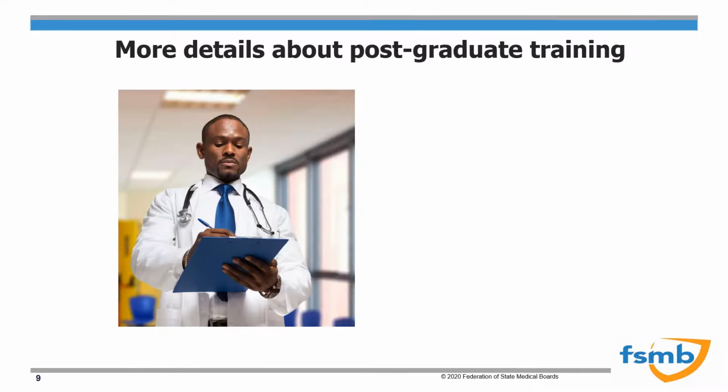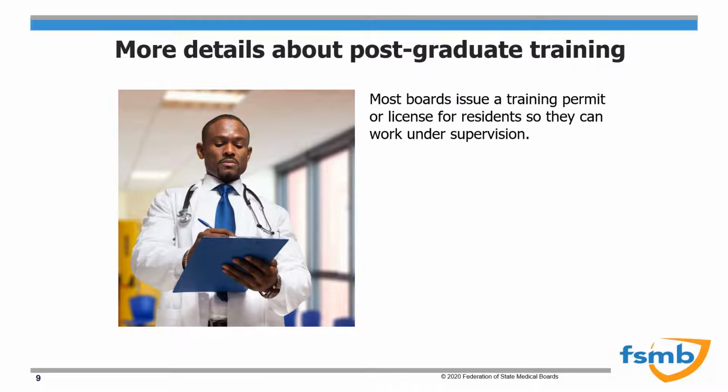The postgraduate training period often marks the first formal interaction of physicians in training with a state medical board. The reason is that most boards issue residents a training permit or license, so those in residency programs can get hands-on experience working under supervision with patients.